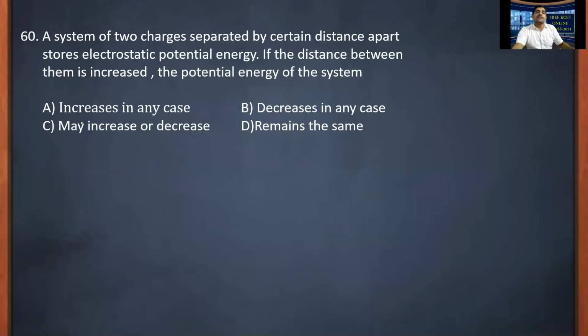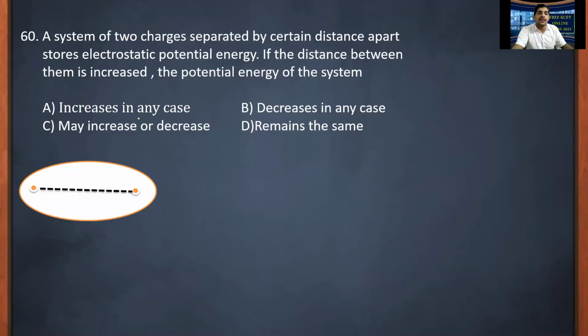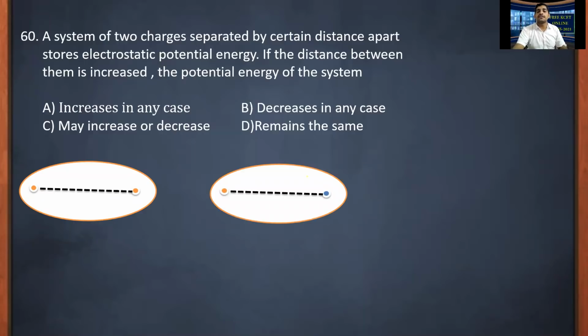Now, the last question of this paper. A system of two charges separated by a certain distance apart stores electrostatic potential energy. So what type of system of two charges can you think of? Either you can think of like charges, so like charges may be plus plus or minus minus, or else you can think of one as plus and one as minus. If the distance of separation between them is increased, what happens to the potential energy of the system?